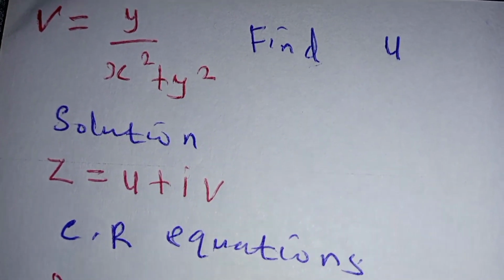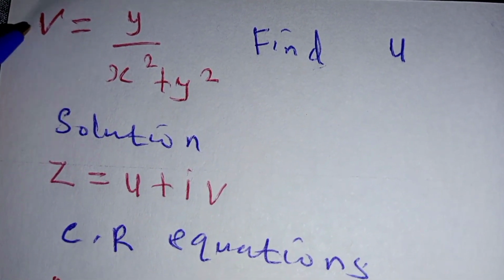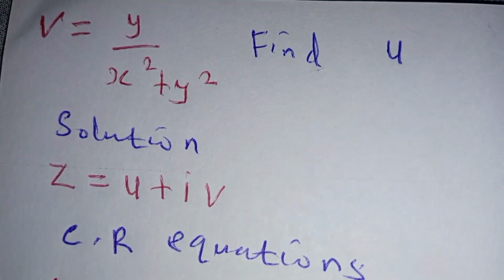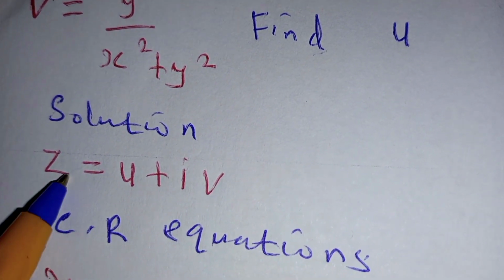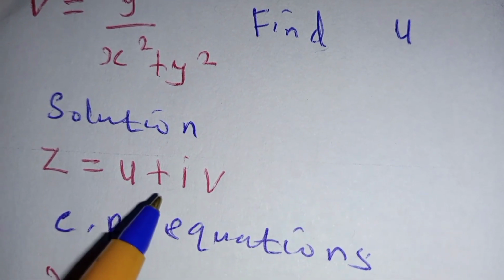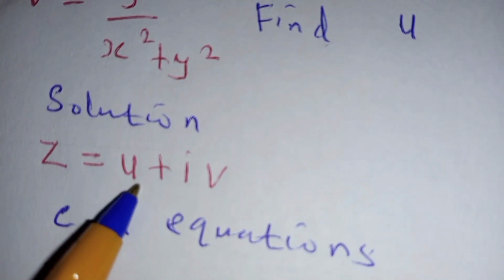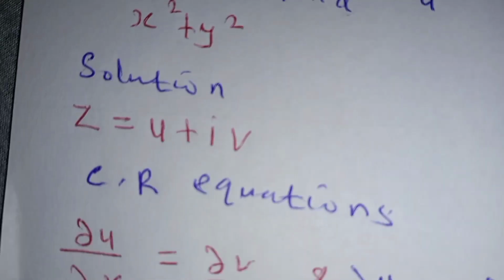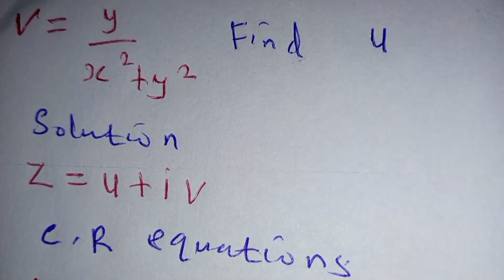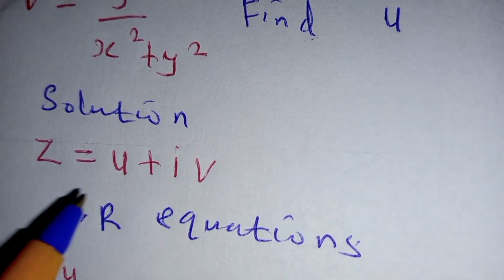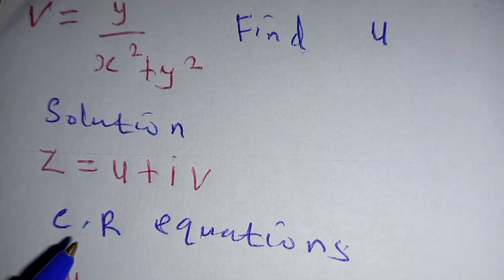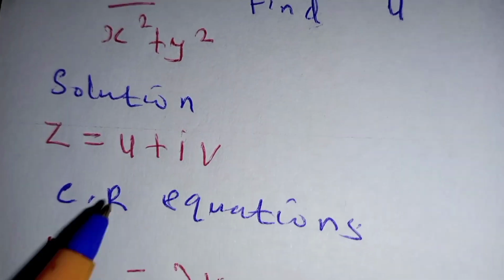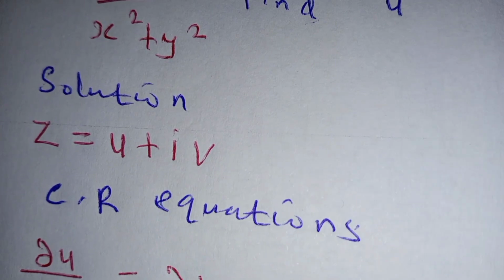Harmonic function. You are given this function v, and you are required to find function u. So, in a complex plane, z is a function of u and v, where u is the real part and v is the imaginary part. Now, in order for a function to be harmonic, the Cauchy-Riemann equations should be satisfied.